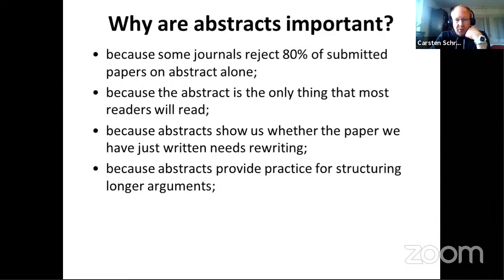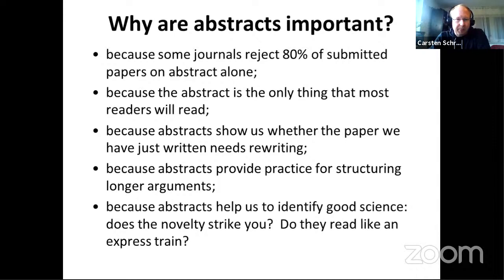Then, because abstracts provide practice for structuring longer arguments, it's again the same point. This is like what I said before. If you can make a sentence, I don't know, Loreen showed in her study that accelerometers are great to measure not only how many clutches, but even how many eggs sea turtles are laying. Then you have in a very short sentence the complex argument that you want to make, and that might help you also to phrase it better and more precisely within the main text.